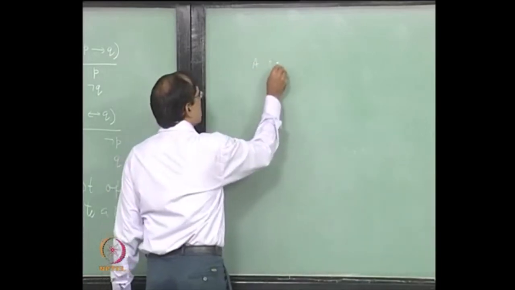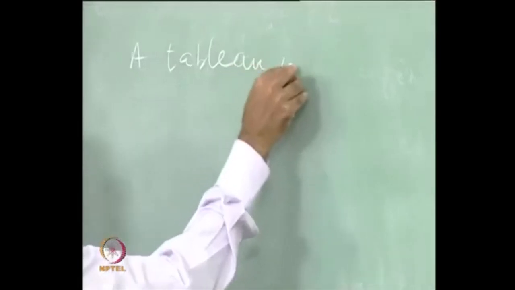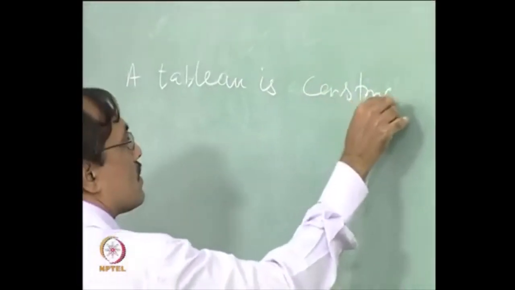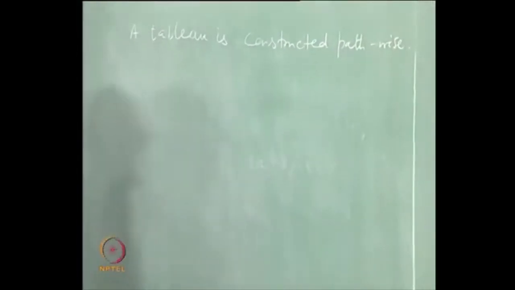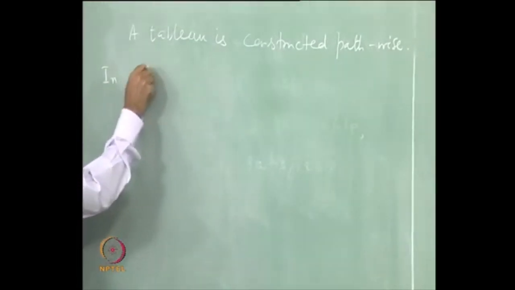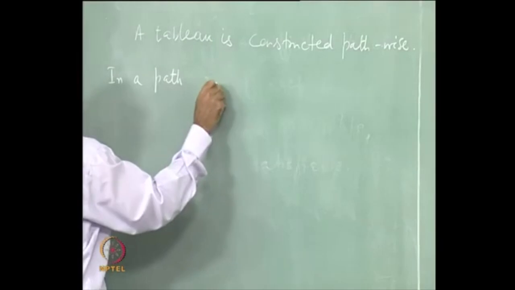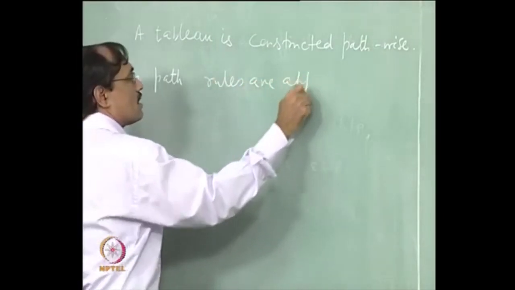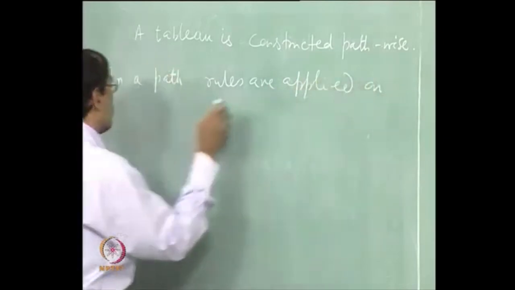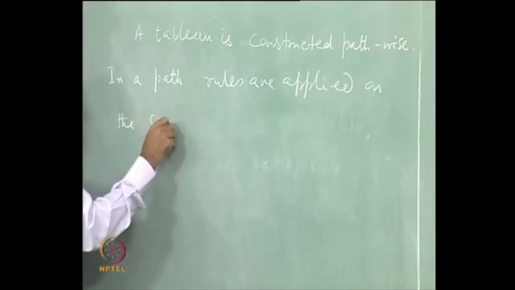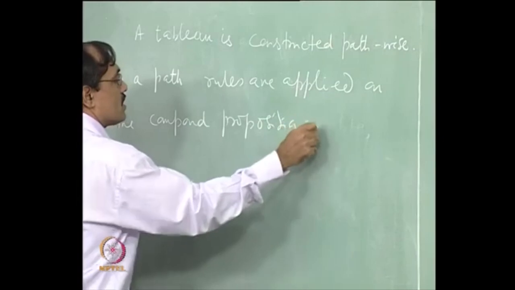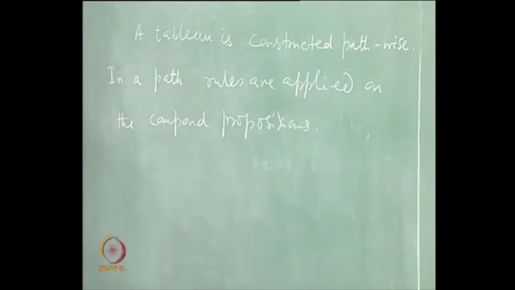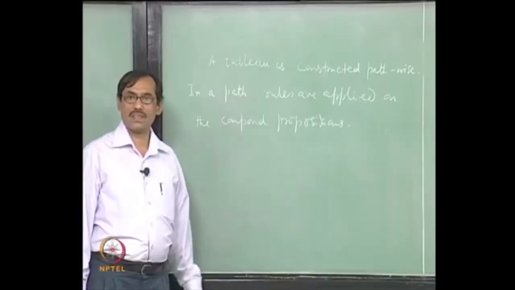So a tableau is expanded, or is constructed, path-wise. In a path, rules are applied on the compound propositions. So in this sense, the tableau rules are really tableau expansion rules. How to expand the tableau, fine? So that is how it is constructed throughout.